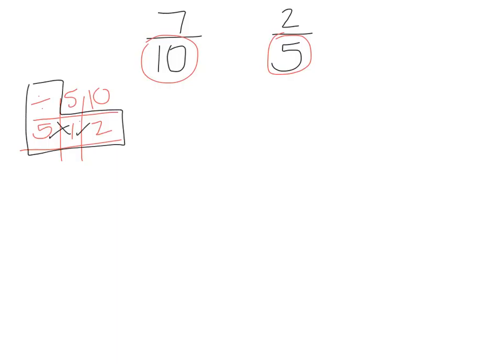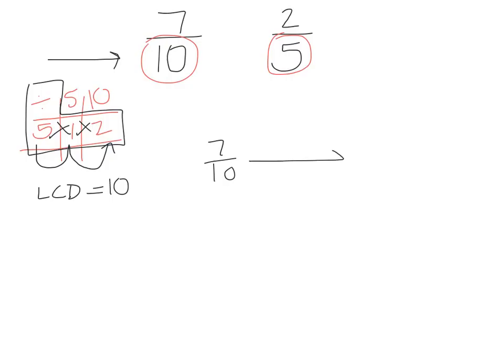So I'm going to put my multiplication signs in. 5 times 1 is 5. 5 times 2 is 10. So my LCD is 10. Now, 7/10 already has the denominator of 10. So 7/10 is going to stay 7/10.